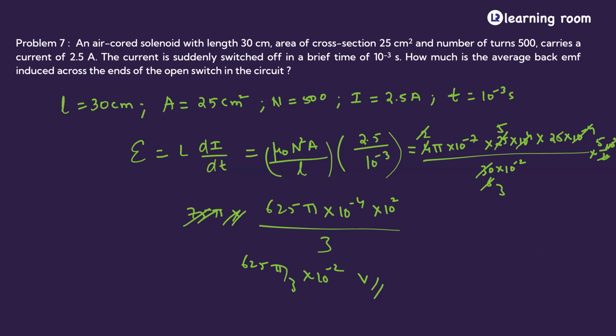So had it been 624, when you divide it with 3, what are you going to get? 624 by 3 is how much? Is it divisible by 3? Yes, you will get 208. It should be 208 pi into 10 power minus 2.